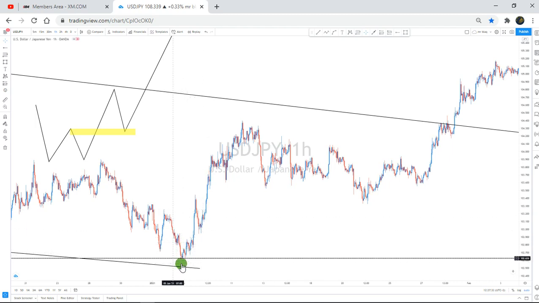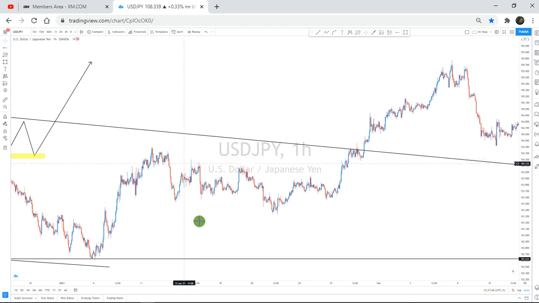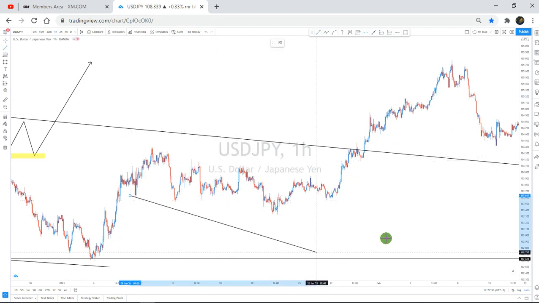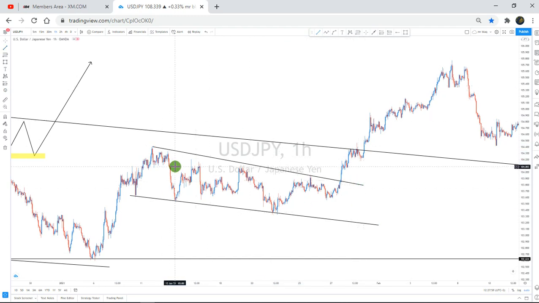So this was a very beautiful entry point on the H1 time frame. Then as you can see, they did go up, so your target will be around this point here. They didn't really reach that point. They started to consolidate. You can also spot this channel on the H1 time frame. This is more like a continuation pattern, as they went up and down, up and down.